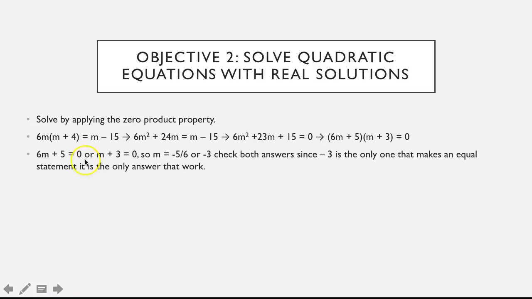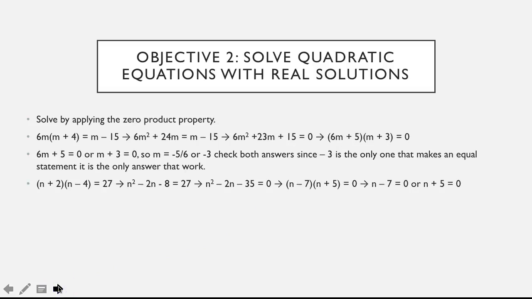Then you're going to set each piece equal to 0 and solve, and you get -5/6 or -3. Then you want to take your answers and plug them back in here for m and check out your answers to see which one works. And in this case, only -3 works, so that's the only answer that works.